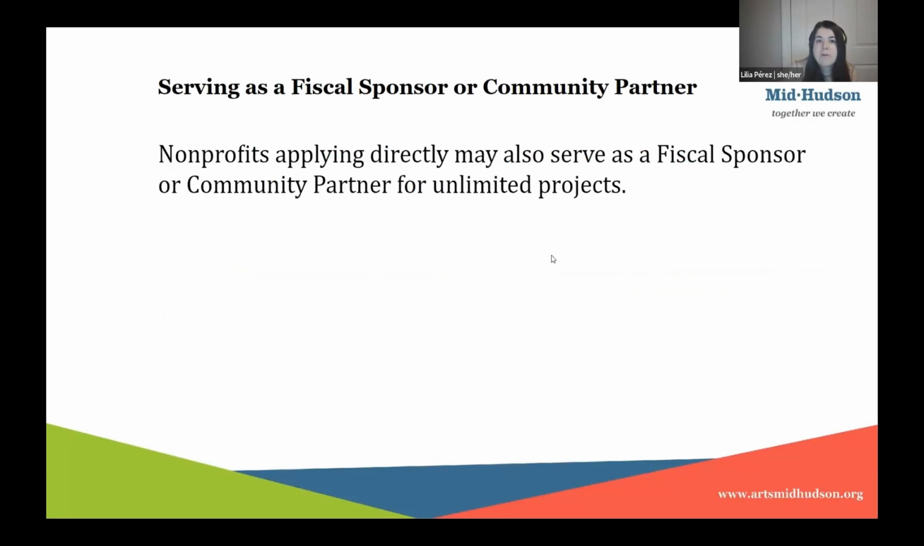So for nonprofits that are applying directly, you can also serve as a fiscal sponsor or a community partner for unlimited additional projects. I do not recommend doing a ton of additional fiscal sponsorship or community partnership, maybe 1 or 2, depending on what you feel the organization can take on. But just know that it does not interfere with your direct application. It's not going to necessarily harm your application. I get that question sometimes. Is it going to work against me if I fiscally sponsor this? I've seen more often than not, panelists appreciate that an organization is serving in that capacity and helping somebody else to apply.